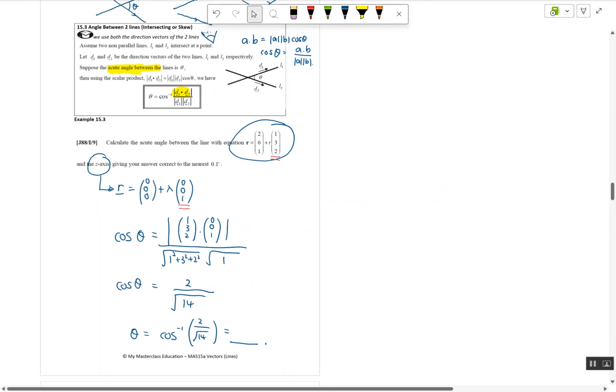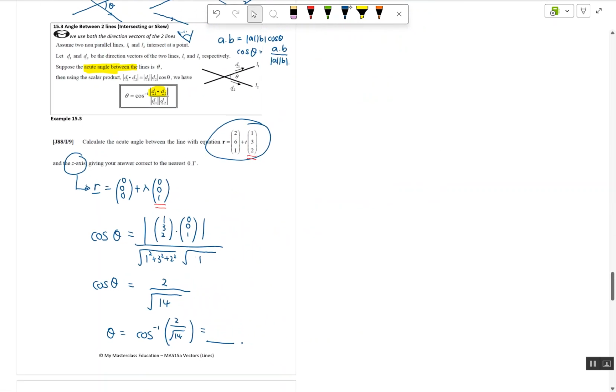For angles between two lines, it is always acute. Just take the direction vectors and apply the dot product formula, d1 dot d2 over magnitude of d1 magnitude of d2, and then you can take cosine inverse to get the answer.